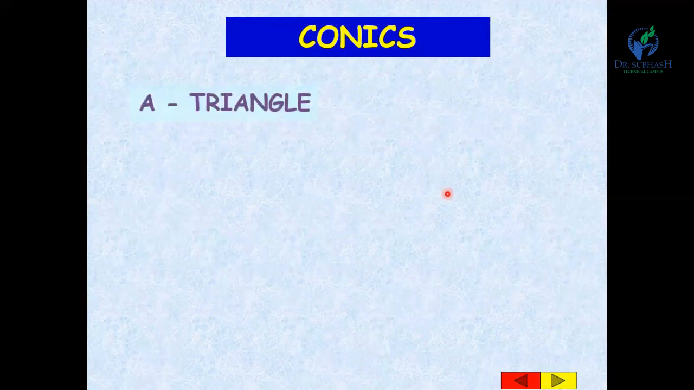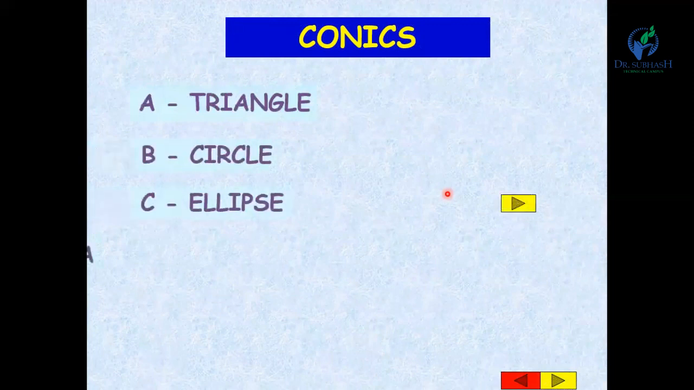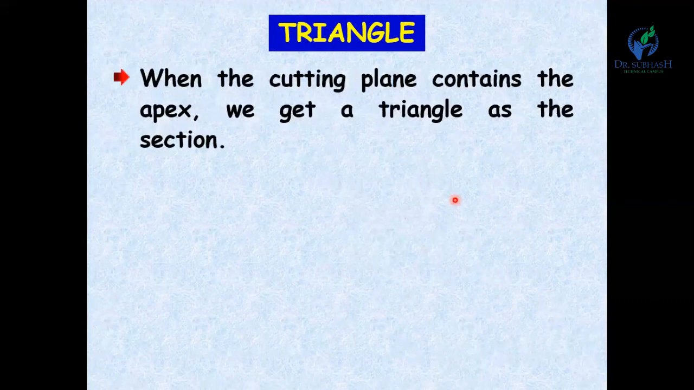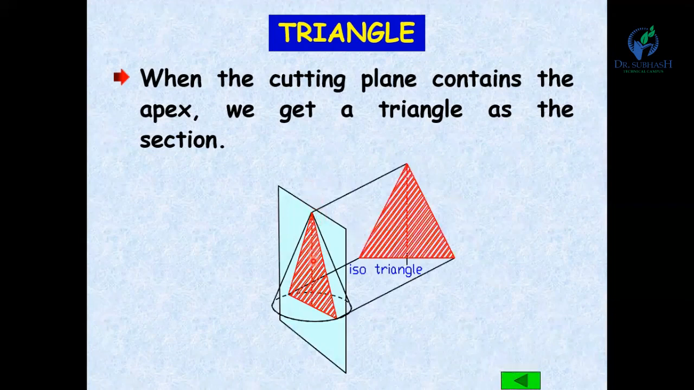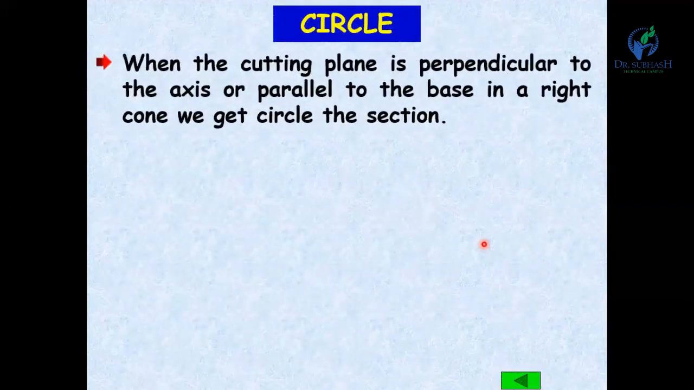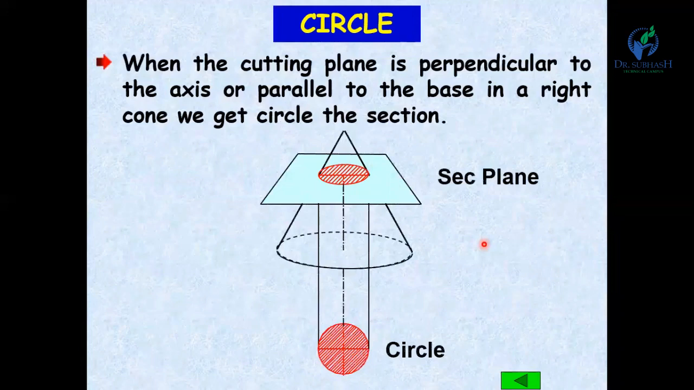So the different conic curves are triangle, circle, ellipse, parabola, hyperbola. Now the first one is the triangle. When a cutting plane contains the apex, we get a triangle as a section. That means if the cutting plane contains the apex, meaning it is parallel to the axis and passing through the apex, then you will get the triangle as a curve. Circle, as we know earlier, if the cutting plane is parallel to the base and perpendicular to the axis, then you will get a circle as a curve. Okay.